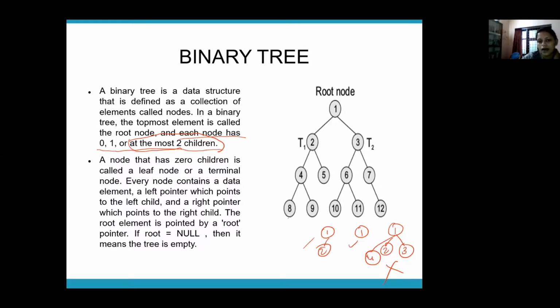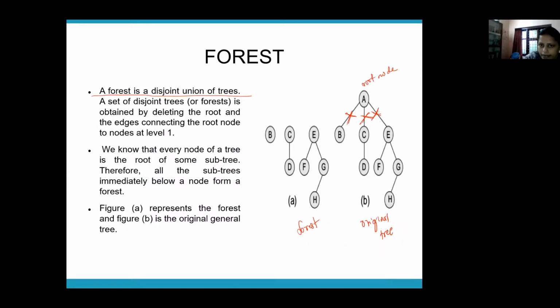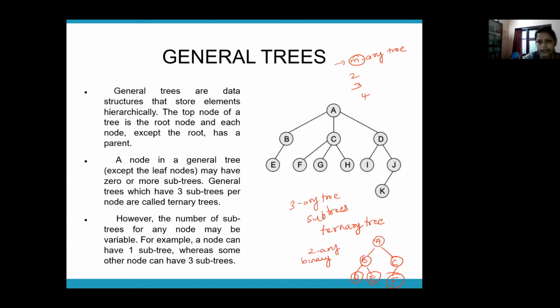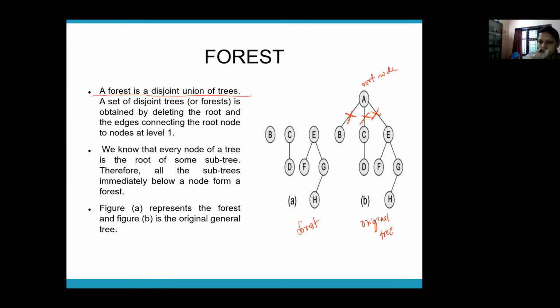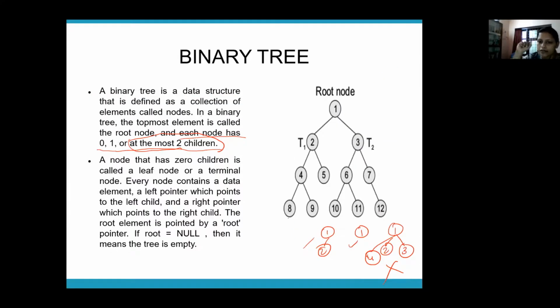We'll see the different types of binary trees also in today's session. So as of now, we saw general trees. General tree means an n-ary tree, it can have any number of subtrees. Forest means the tree which you get when you delete the link from the root node to its immediate children. Binary tree means a tree in which every node recursively satisfies the property that every node should have only 0, 1 or at most 2 children.